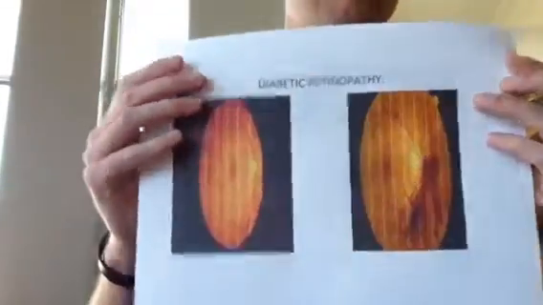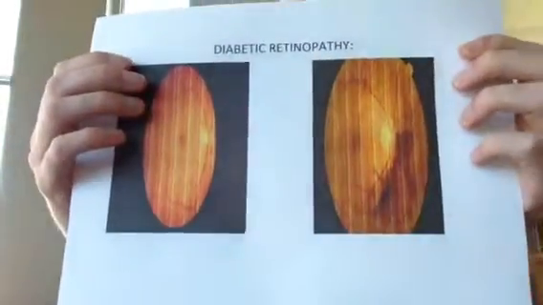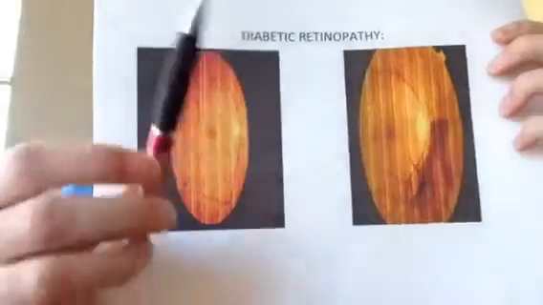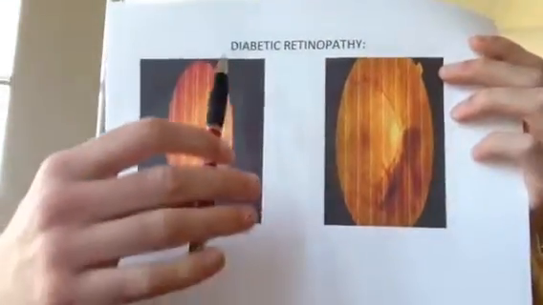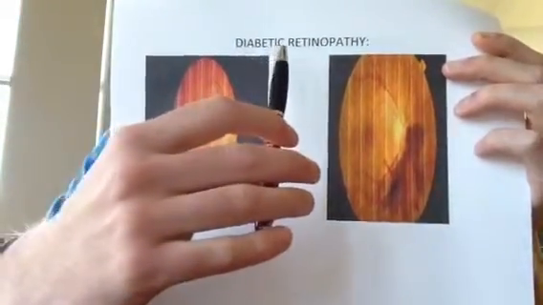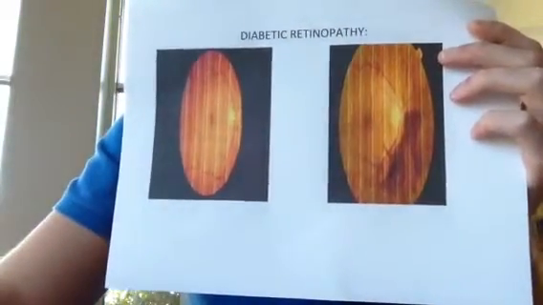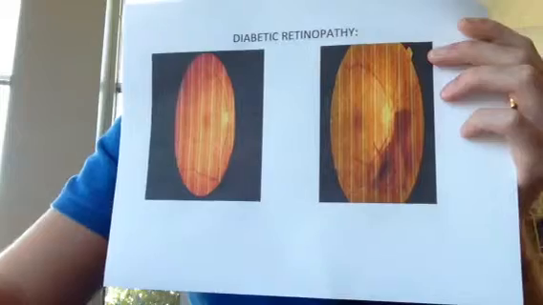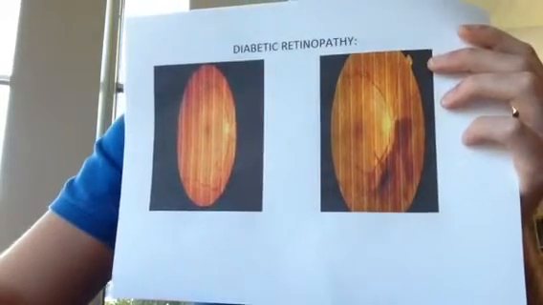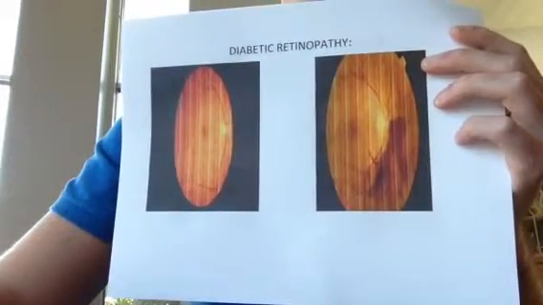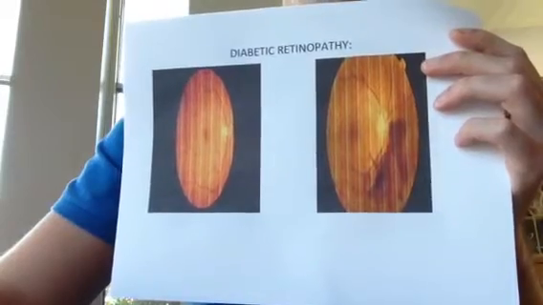Finally, we have diabetic retinopathy. This disease of the retina is a result of excess sugar building up in the blood vessels that nourish the retina.